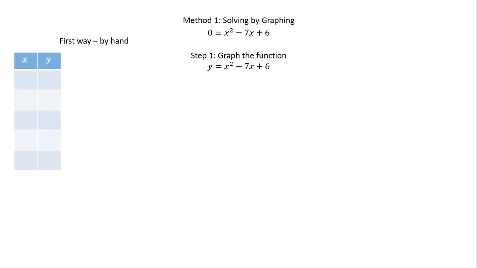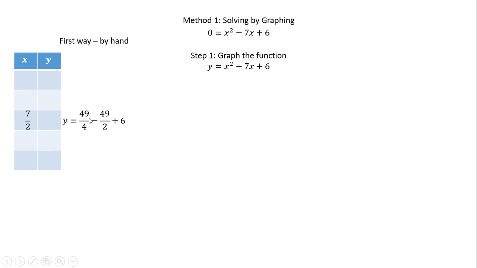We're going to make a table, and this is doing just what we did in the last section. We're going to want to put in our vertex, so negative b over 2a, plug in negative 7 and 1, and so we get negative 7 over 2, which changes just to 7 halves, and plug it into the equation, 7 halves squared minus 7 times 7 halves plus 6. And simplify a little bit.